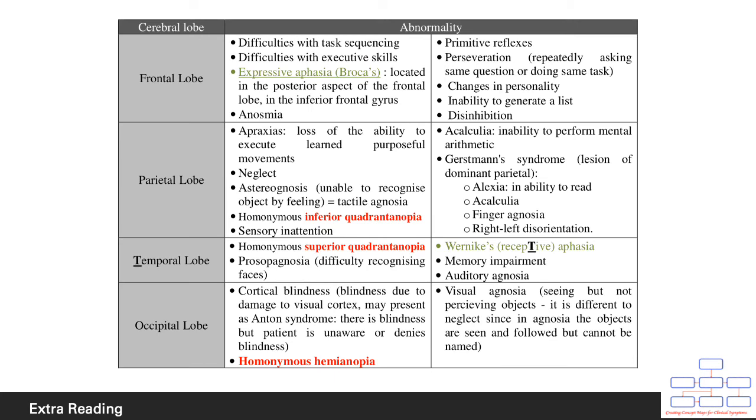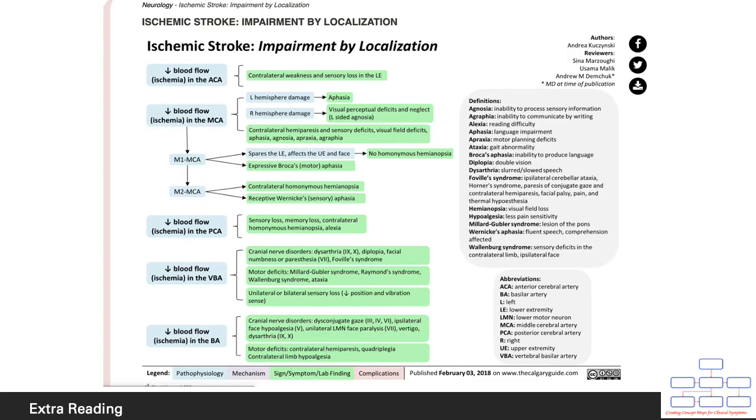This is a table that will correlate your higher cortical deficits or abnormalities to which lobe is affected. It's quite a huge table. It's quite a huge list. Well, I certainly don't expect you to memorize all of it, but it'll be good to know the main higher cortical deficits that patients commonly present with, as I've mentioned before, like aphasia, both your receptive and expressive aphasia, your neglects, and your apraxias. And lastly, this is a slide from Calgary Guide on localizing where your ischemic stroke has taken place by the impairment that they present with.